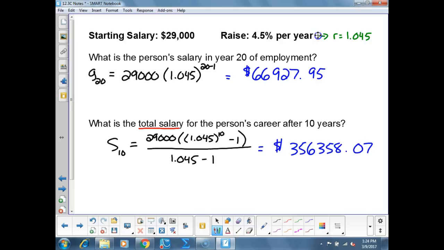If you don't like to use parentheses on your calculator, then you're going to want to start on the inside with just this. And you're going to want to say 1.045 to the 10th equals, minus 1 equals, times 29,000 equals. And then if you don't want to do this math in your brain, then that would have to be divided by a set of parentheses for your denominator. Nine times out of 10 you'll be able to do that in your brain. Questions on that?